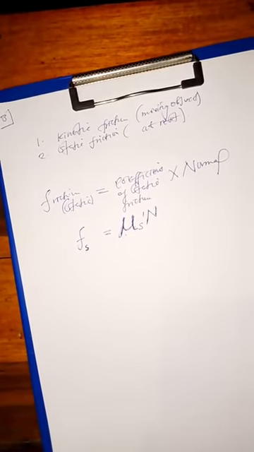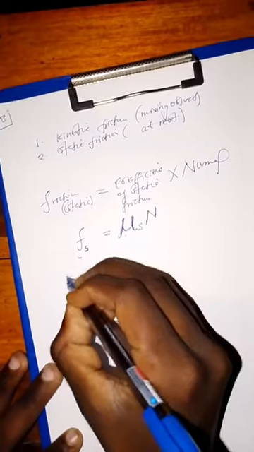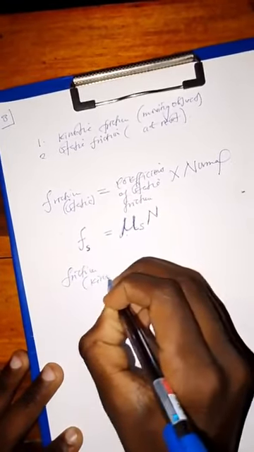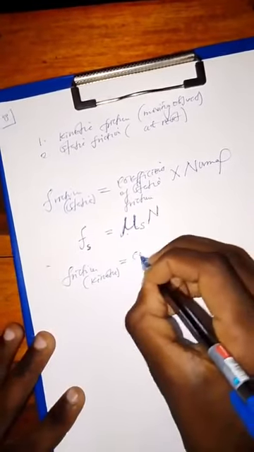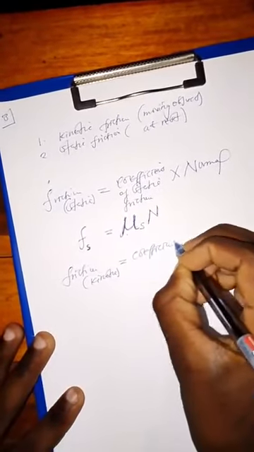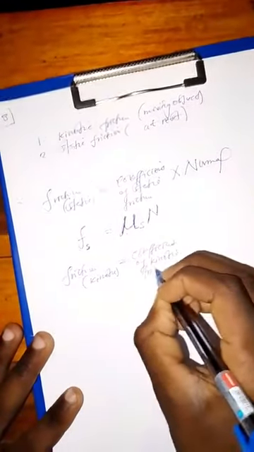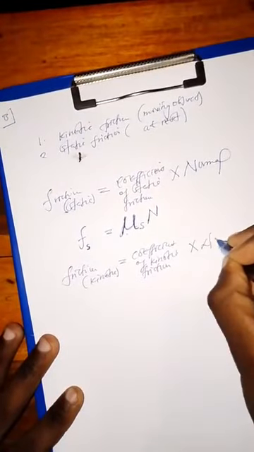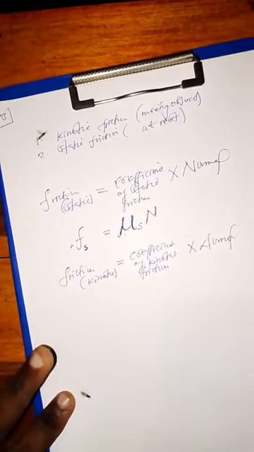If it's kinetic friction, you can write it like this: kinetic friction should be equal to the coefficient of kinetic friction times the normal force.